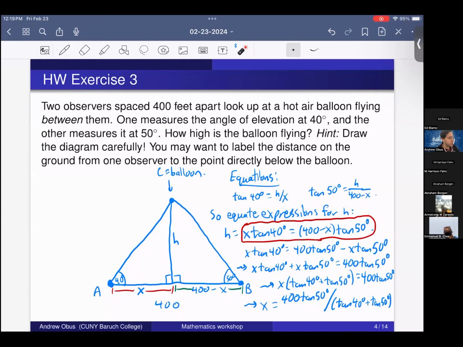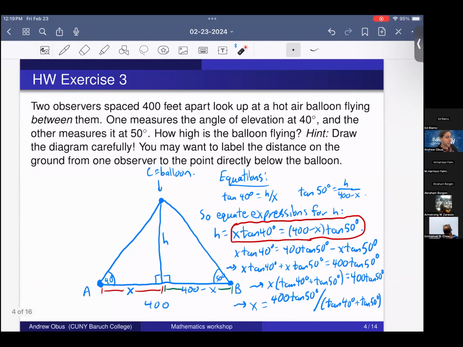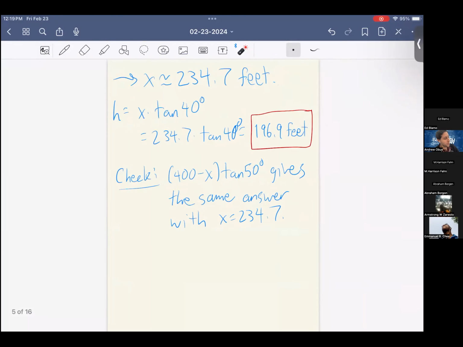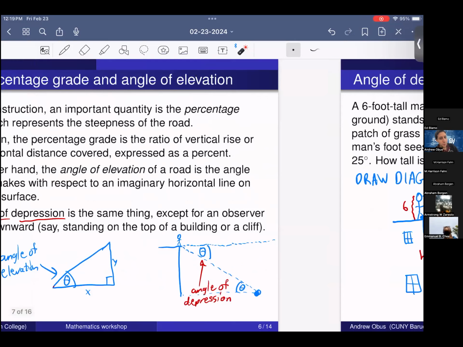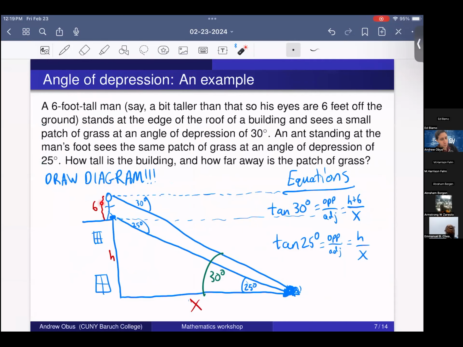It might be the two observers are standing on the same side of something, or they might be standing on different sides of something, or they might be on top of each other the way they are in this problem. But the standard idea is always going to be the same. There's going to be two different observers. They're going to have different measurements, and you're going to be able to compare the two triangles that they make.